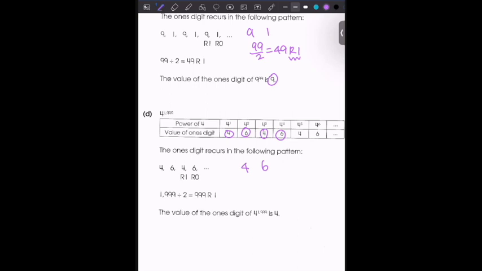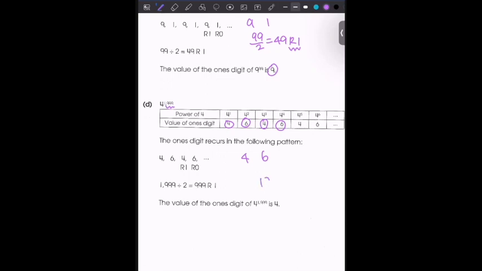So we have two numbers in each cycle, and since the power is 1,999, we're going to divide that by 2, and that gives us 999 with the remainder of 1. Now again, the remainder of 1 tells us that the value of the ones digit is going to be the first term in the cycle, and the first term in the cycle is going to be 4. And so the ones digit of 4 to the power of 1,999 is going to be 4.